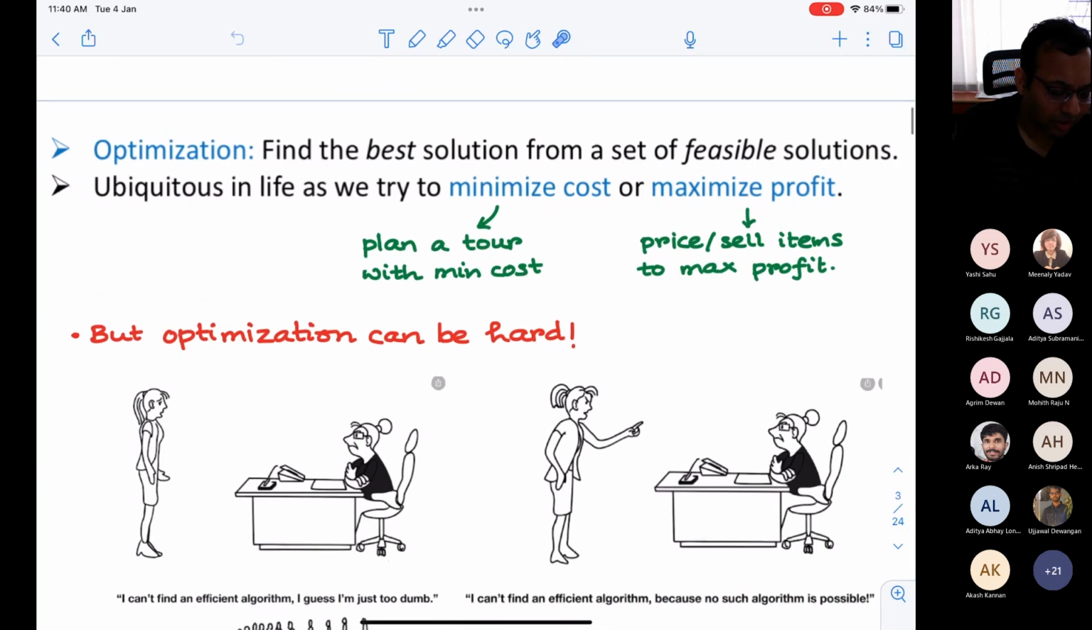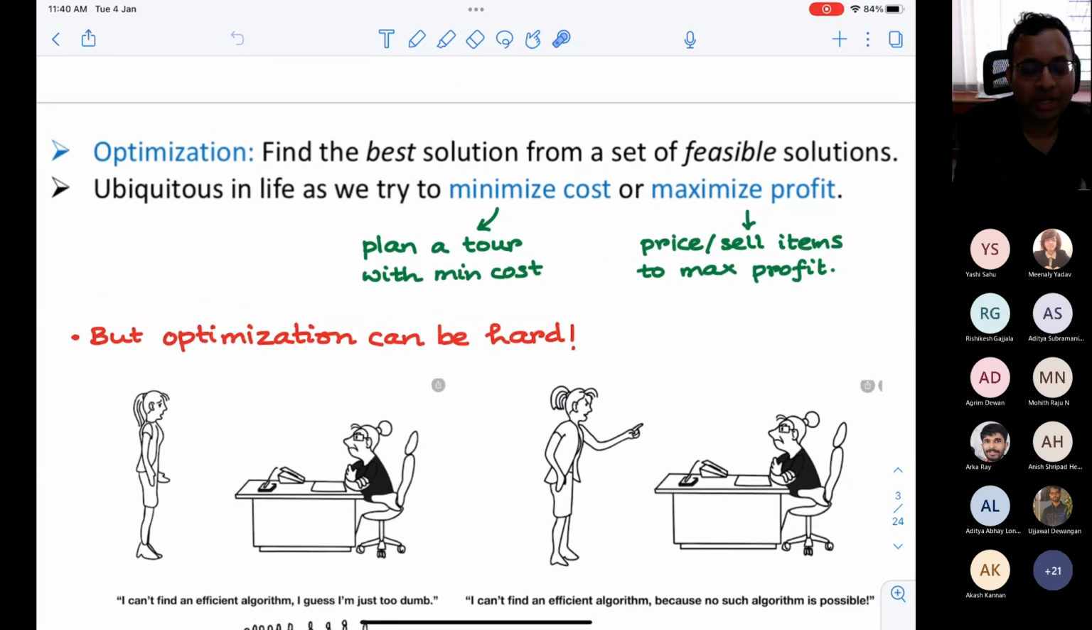But the problem is many of these problems are very hard. Let's say you're in a job and your boss gives you some problem to solve, and you find it's very difficult, and you're not able to get a good, efficient algorithm for the problem. So what are your options then? One option is you can just go and say, okay, I cannot find any algorithm because I'm just too dumb. But then you will get fired.